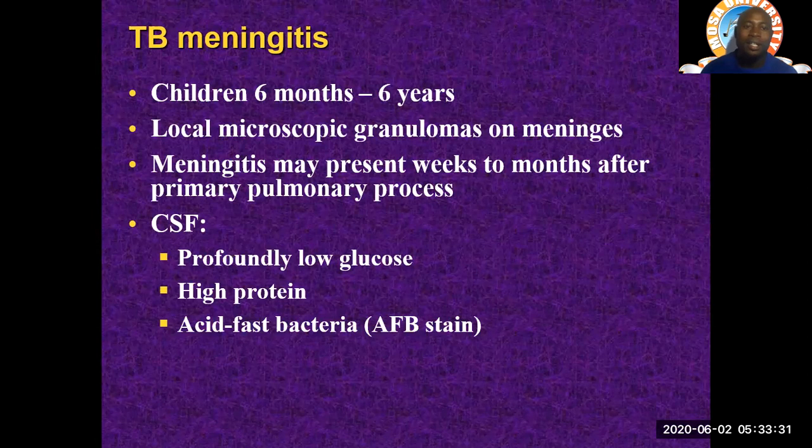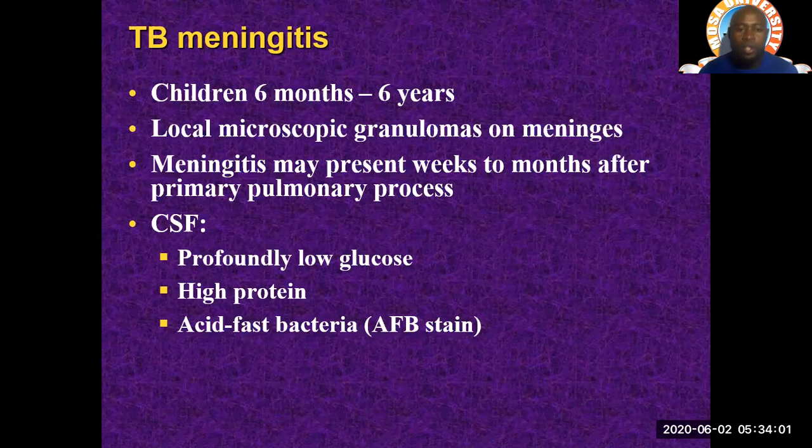You find that there are local microscopic granulomas on the brain meninges. With this meningitis, it may present weeks or months after the infection has spread, which may be a primary pulmonary process. If we do a CSF, if we remove the cerebrospinal fluid, you find that there will be low levels of glucose and high protein levels.